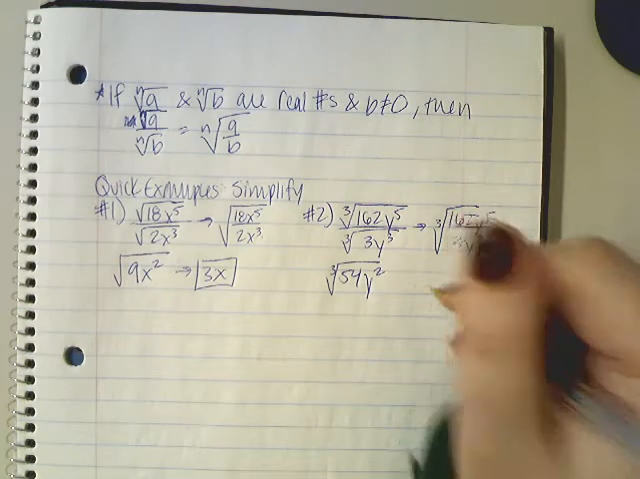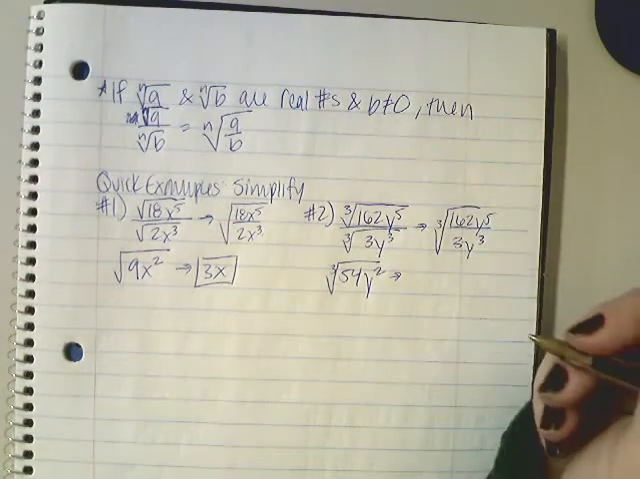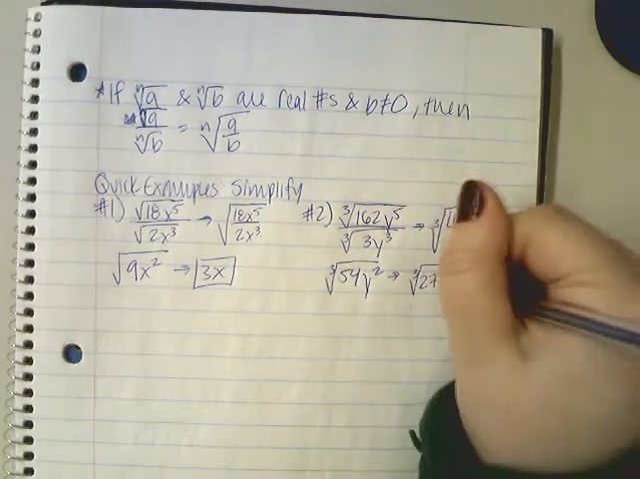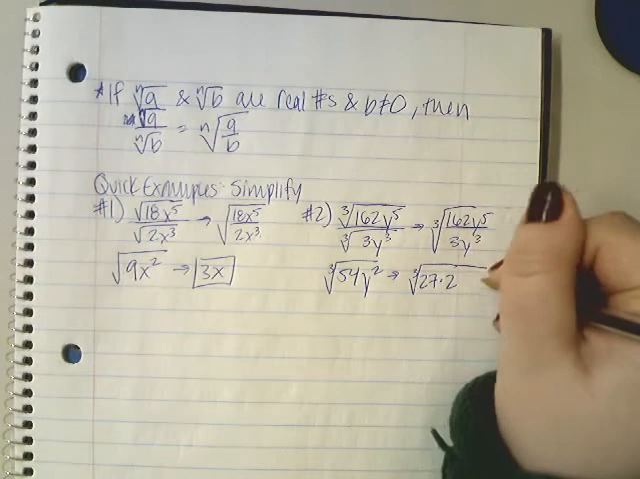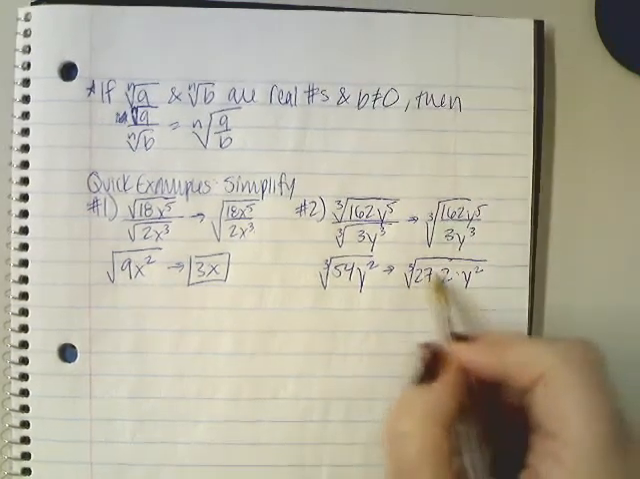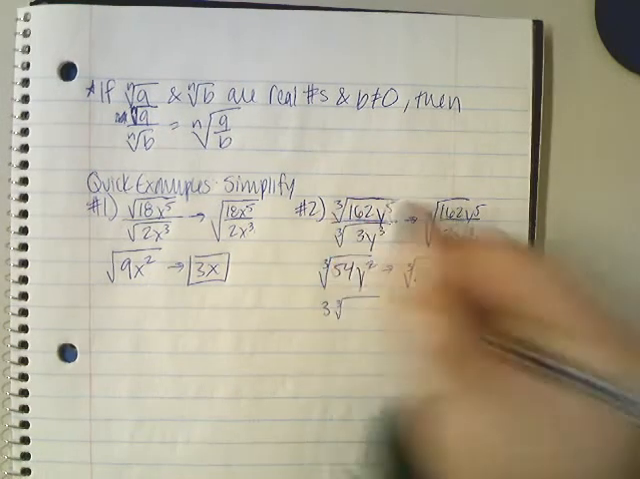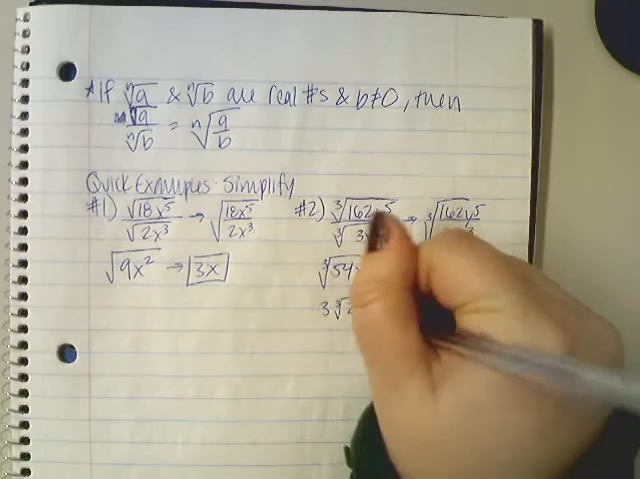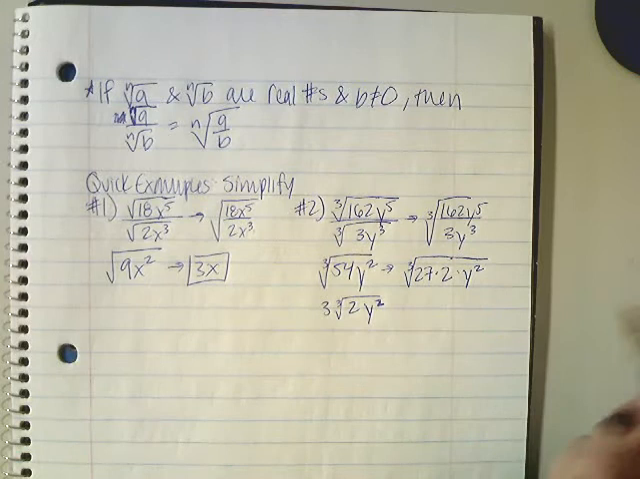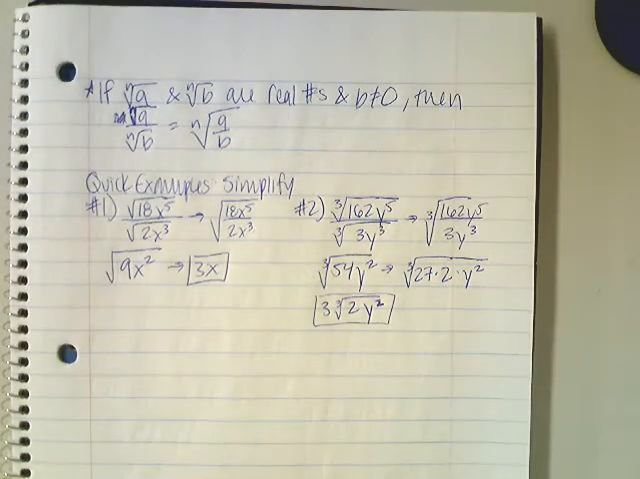And then I'm going to rewrite this. 54 doesn't have a perfect cube, so instead I'm going to rewrite this as the cube root of 27, which does have a perfect cube, times 2 times y squared. So then I'm going to take the cube root of 27, which I know to be 3. So I have 3 cube root of 2y squared. And I can't take out any of the y's since it's squared, not cubed. So that would be my fully simplified form of that expression.